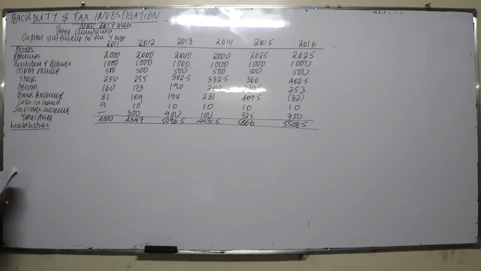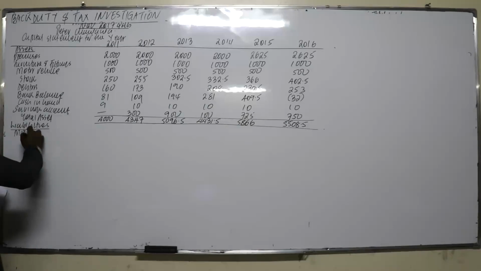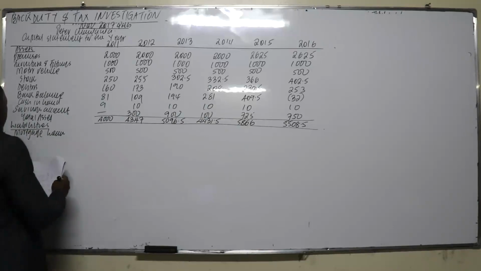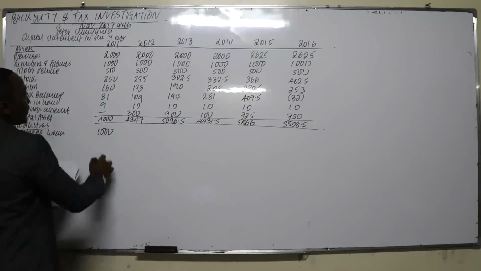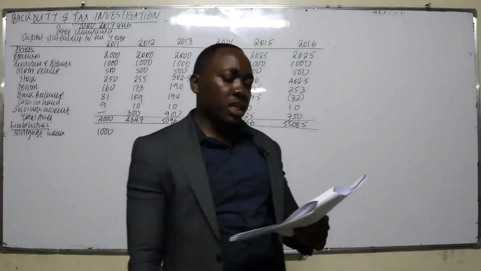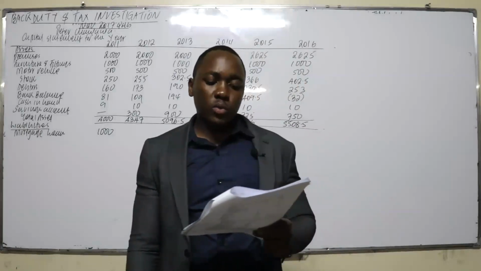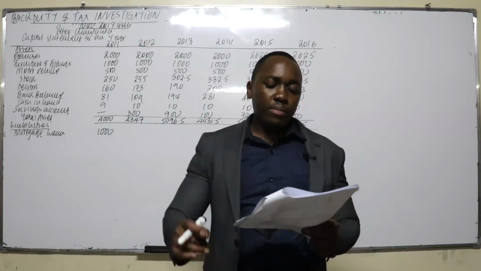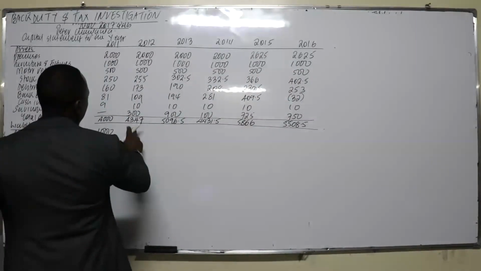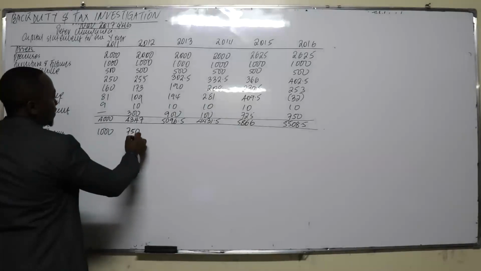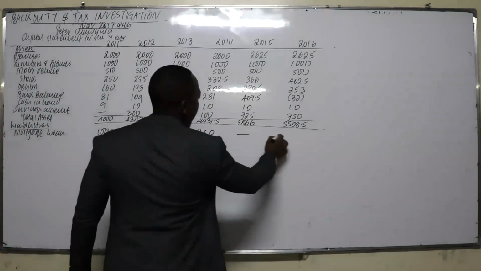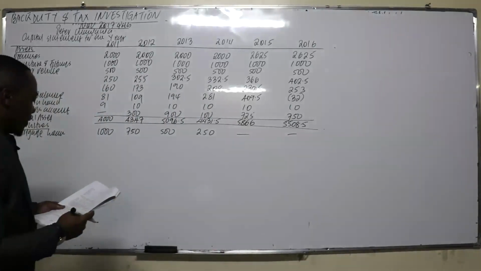For liabilities, we had mortgage loan. So mortgage loan, we had an amount of 1,000. Note number 5, the principal repayment on each mortgage loan amounted to 250 per annum from 1st of December 2012. So the balance will be 750, 500, 250, and nil. Then we have creditors.